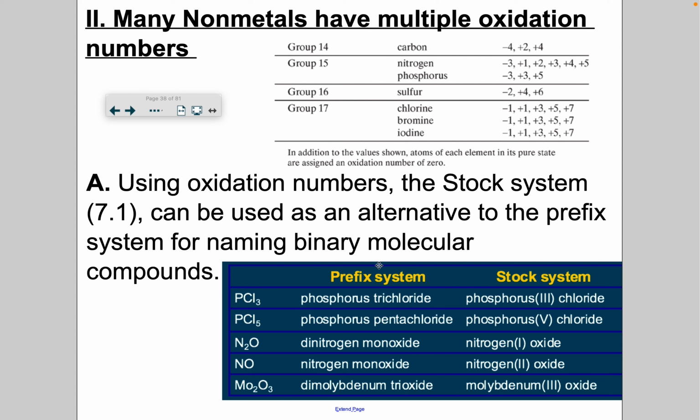So now that we have these multiple oxidation states, we can use Roman numerals to show them. So phosphorus trichloride, instead of saying trichloride, you can say phosphorus(III) chloride, because phosphorus here has a +3 charge. Or phosphorus(V) chloride. So basically, the Stock system is treating covalent compounds as ionic.